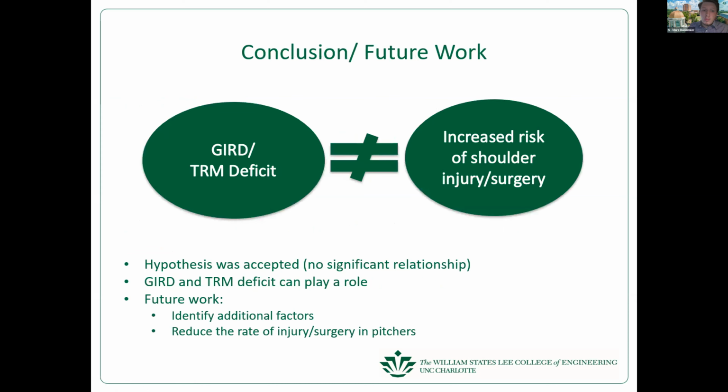So to sum it all up, GIRD and TRM, their roles are still not entirely clear. Our study shows that there is no relationship between these two deficits and an increased risk of shoulder injury or surgery, but that doesn't mean that they don't play a role. Ideally, we'd like to figure out what some of the additional factors are that actually make these players high risk so that we can come up with ways to mitigate the rate of injury and surgery in baseball pitchers. And that's what we're going to focus on in the future.